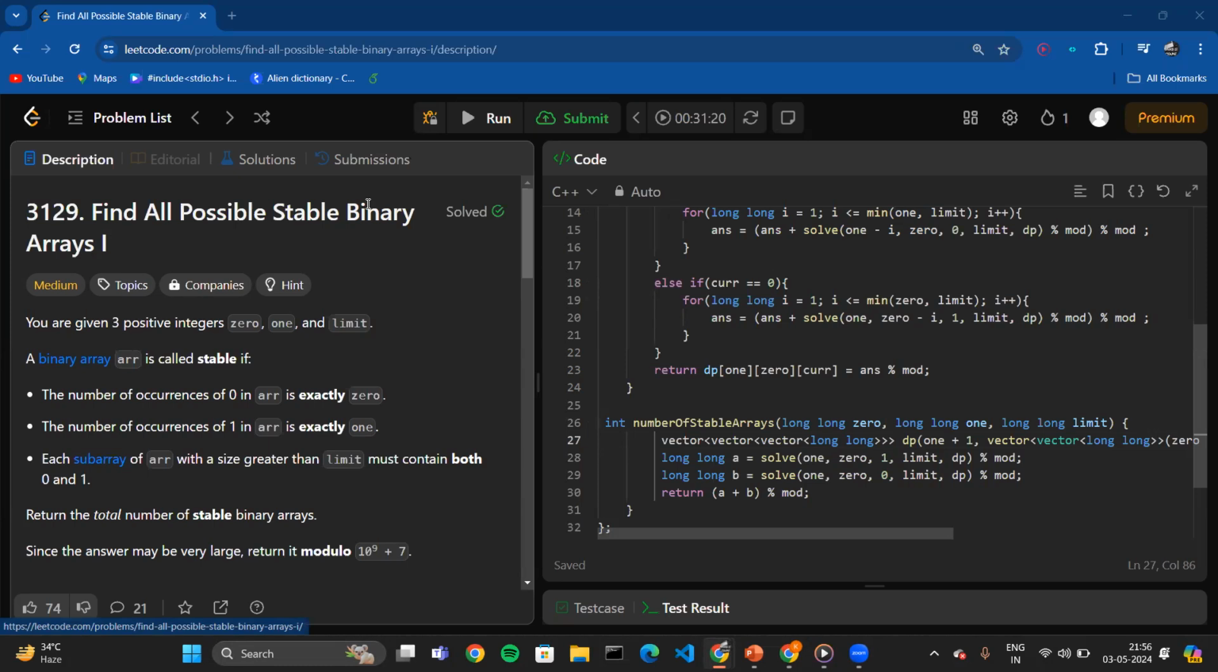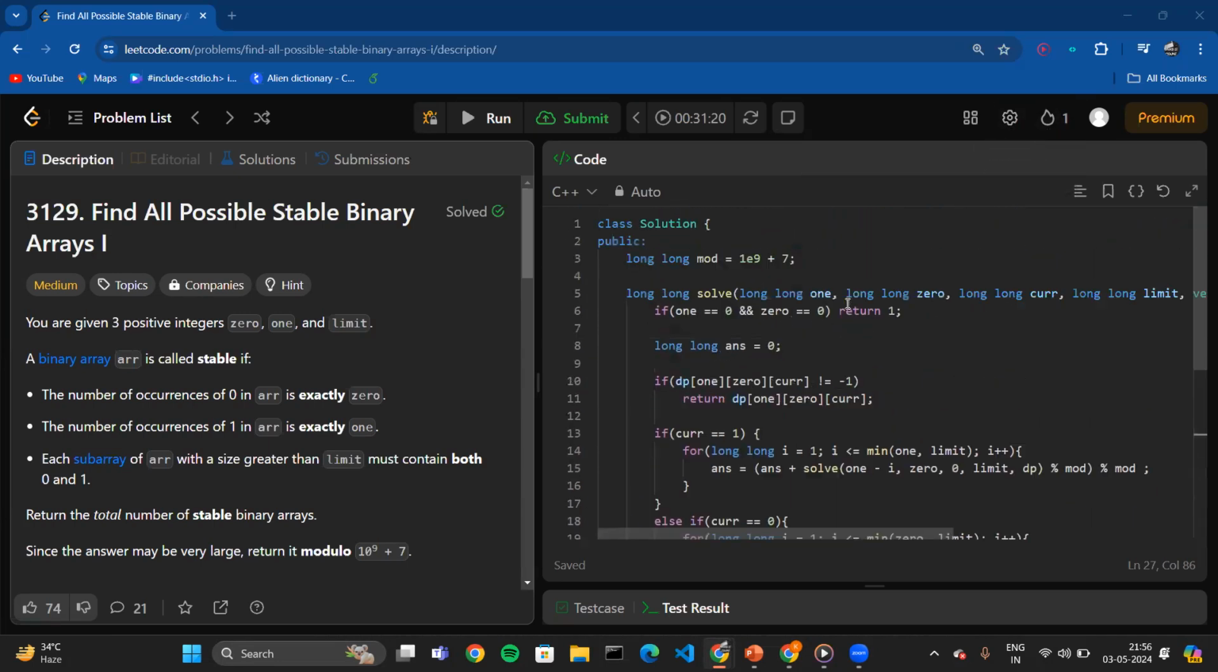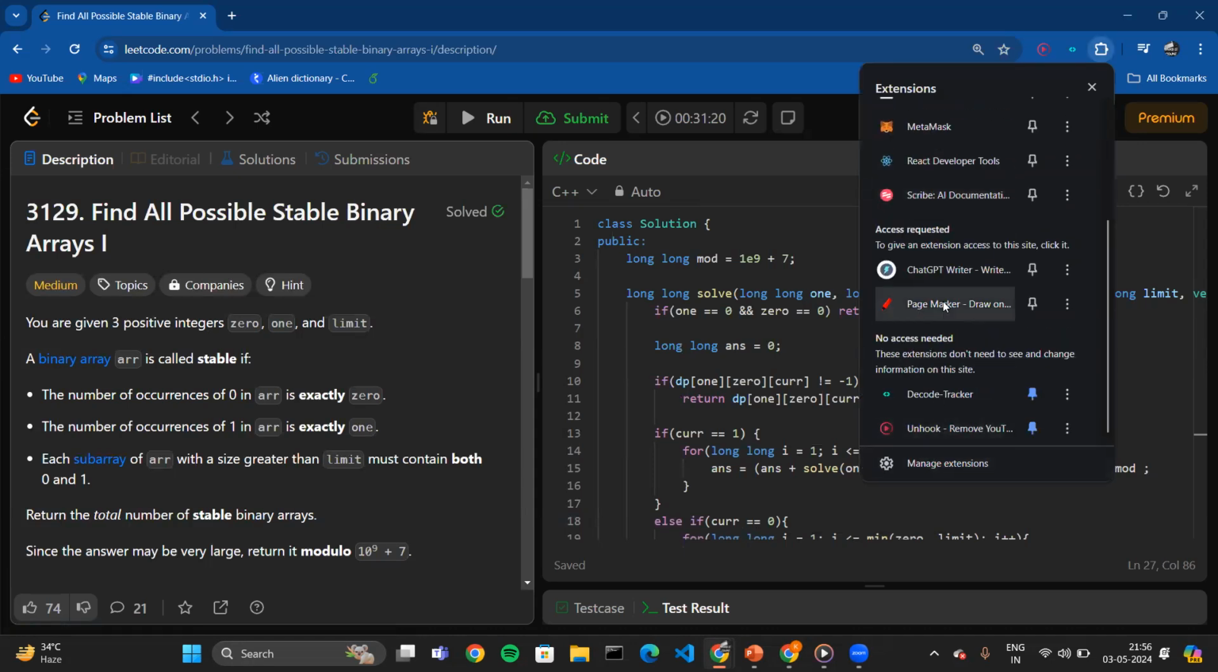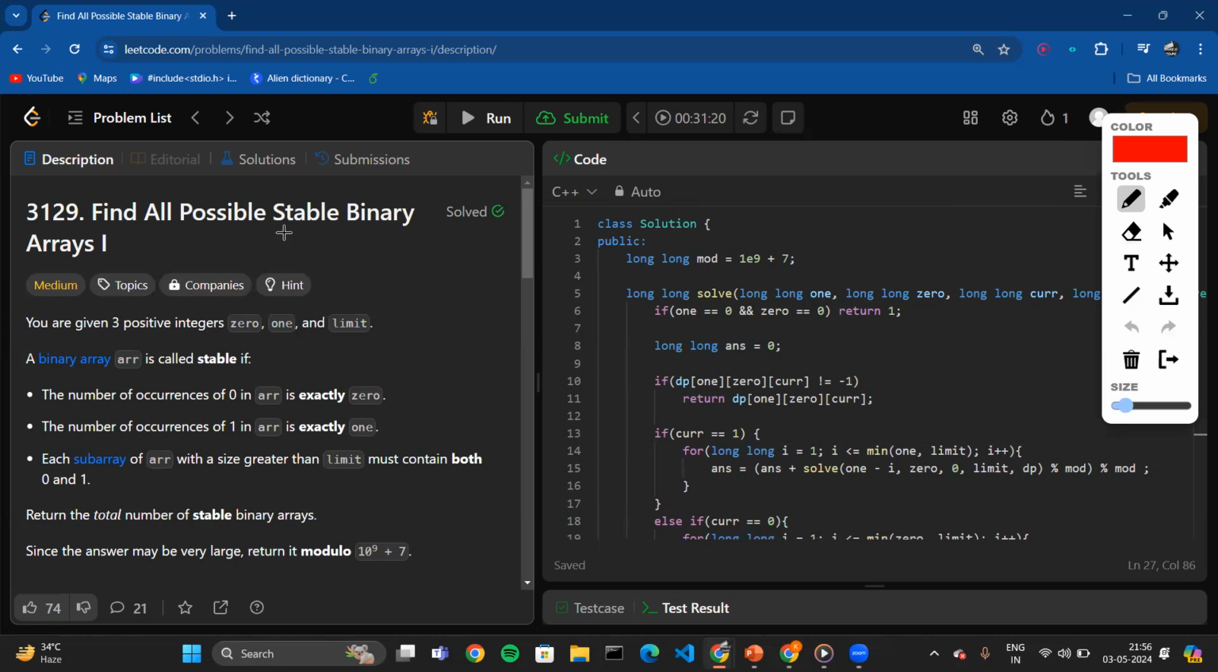So let's get started. Today our question is find all possible stable binary arrays, part 1. And definitely we will look into part 2 as well, which is a hard follow-up question of this, tomorrow. So now let us see how we can solve this. This question states that find all possible binary arrays, and it is of course part 1.